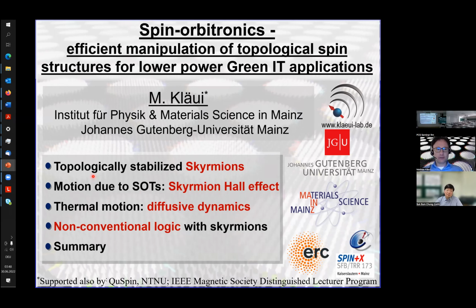And I'm going to cover essentially 5 topics. So I'm going to look at topologically stabilized Skyrmions, then how to manipulate them using a Spin-Orbitronics approach, looking at Skyrmion dynamics, and then actually use this type of Skyrmion dynamics for non-conventional logic using Skyrmions, and then finally summarize.